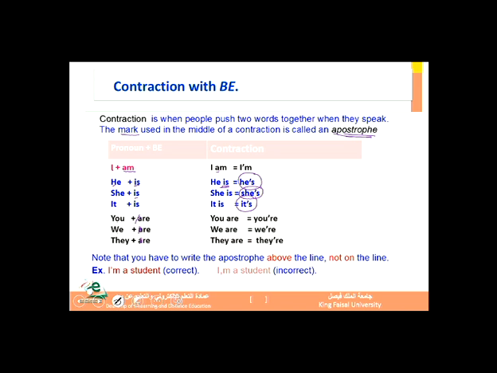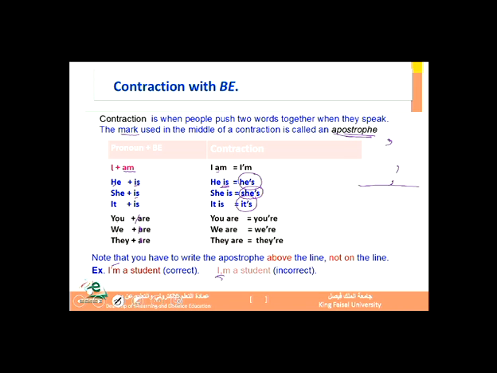Now what we need to pay attention to is that the apostrophe should be above the letter rather than next to the letter. In other words, if we are writing on this line, the apostrophe should be above the line rather than on the line. So it would not be acceptable to write it like this. It has to be a little bit upward. So when I write I'm a student, this is correct because the apostrophe, as you can see, is here, above the letter, while it would not be acceptable to have it on the line.